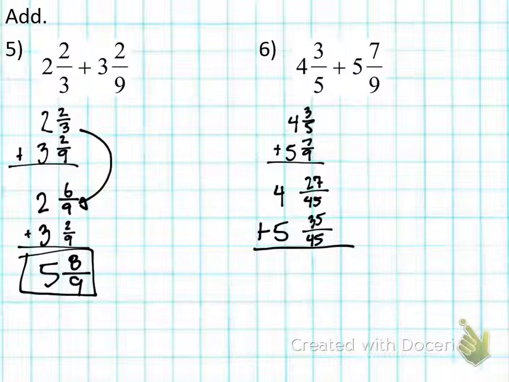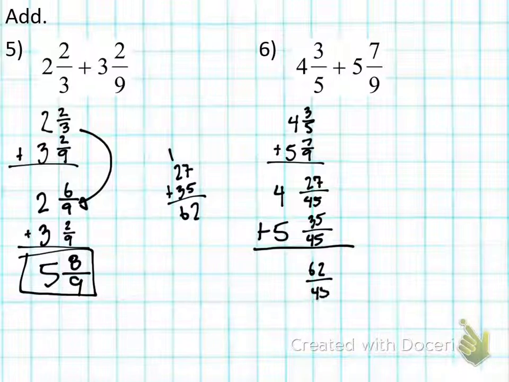But for some students, that's kind of hard, right? If that's hard for you, do a side problem. Watch this. Just put 27 plus 35 as a side problem like that, okay? That's totally fine. Your paper doesn't have to look all perfect, okay? That's what I'm trying to say. 4 plus 5 is 9. Then we have 62 over 45.